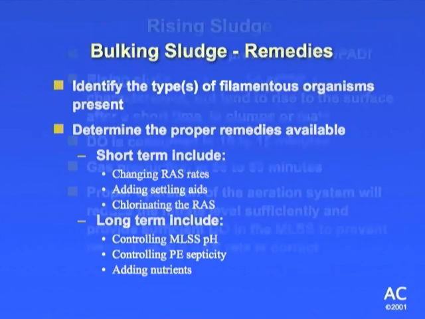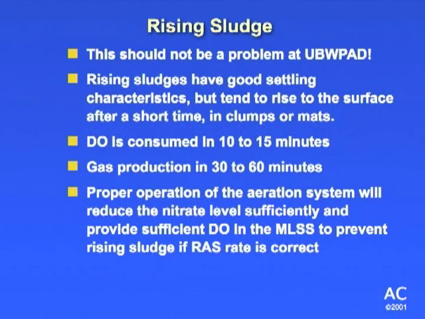Okay, so rising sludge, now this is another one. This should not be a problem at Upper Blackstone. Rising sludges have good settling characteristics, but they tend to rise to the surface after a short time in clumps or mats. So initially they would settle well, but then all of a sudden they tend to rise up to the surface after a short time. And where would you see this visually in one of the tests that would be performed? What test could you tell? Exactly. You see how it'll settle really great, then all of a sudden it pops up on you too prematurely.